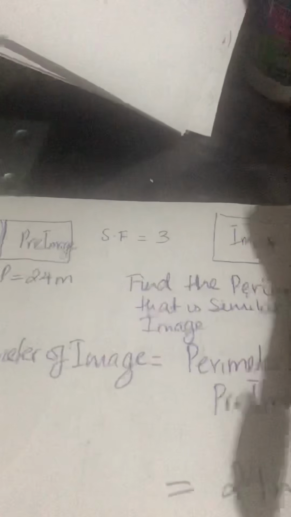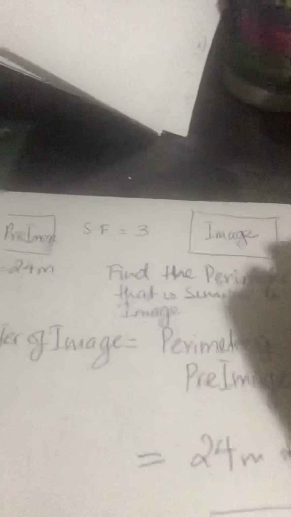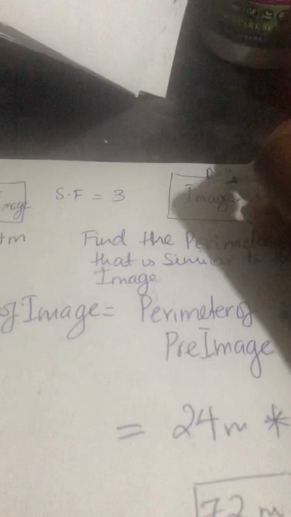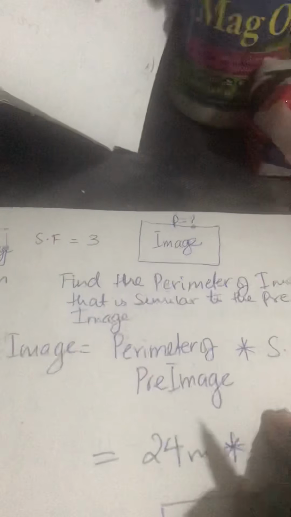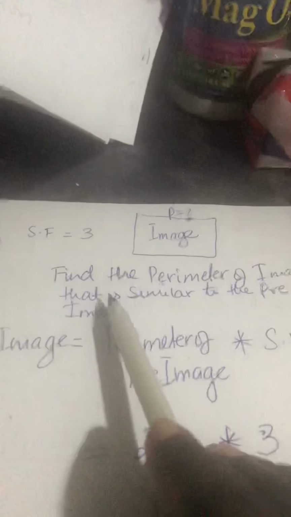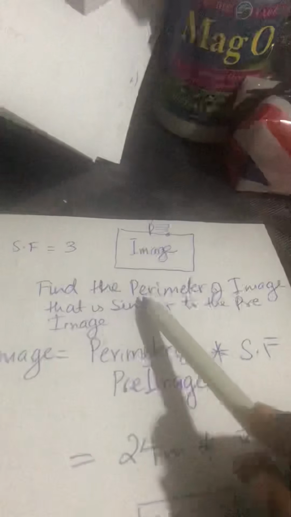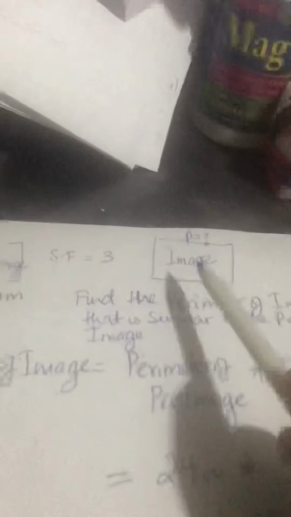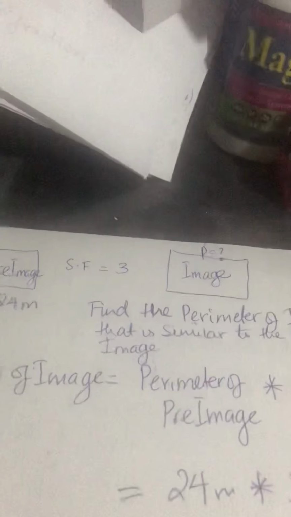So I will always draw two shapes. I don't know the perimeter, so I will put P equals question mark, because that's what I am looking for. How do I know? Because I read find the perimeter of the image, and that is similar to the pre-image. So the keywords are whatever you're finding and the word similar. And if you see scale factor, you should know you're talking about similar figures.